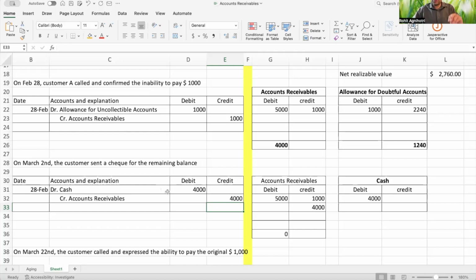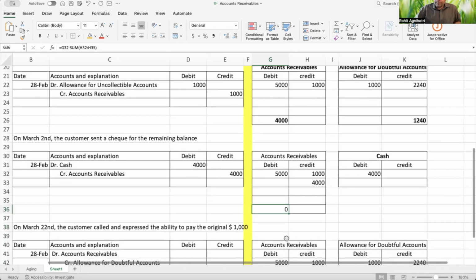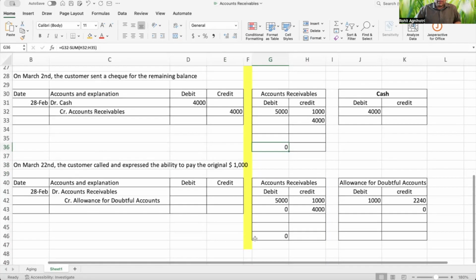So now you got the check. Now you have to close this account, because now this customer does not owe you anything. So you put a $4,000 credit, and now the new balance of this account is $0. Now let's see what happens next.